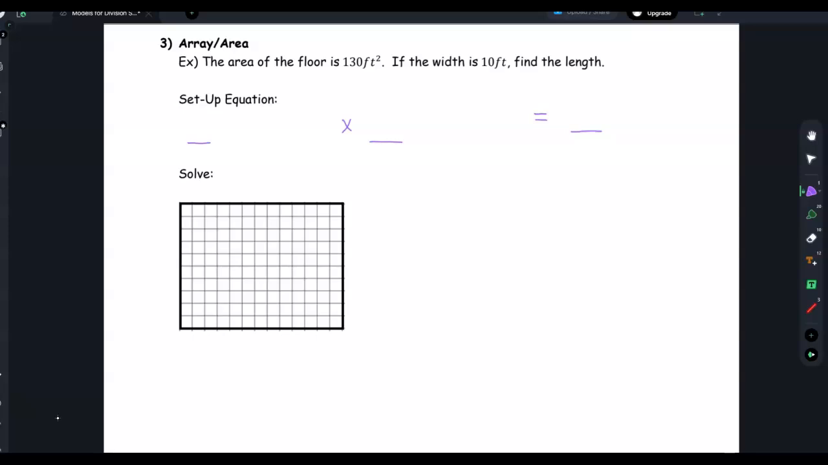So this one is really easy to tell apart from the other two models we went through, the equal grouping and the fairly sharing. Those two are easy to confuse. This one is usually pretty clear.